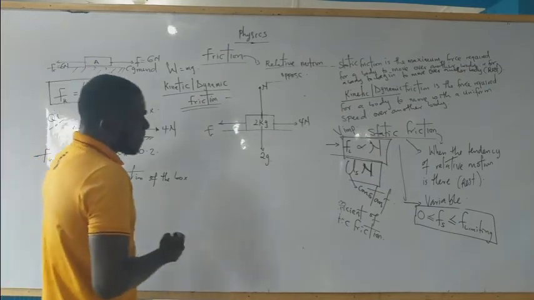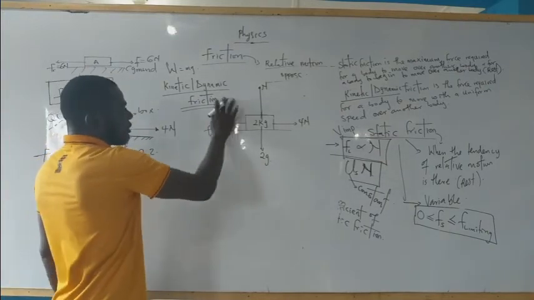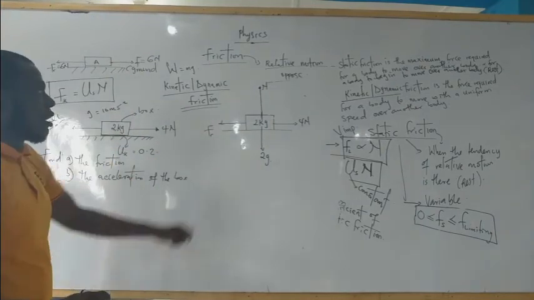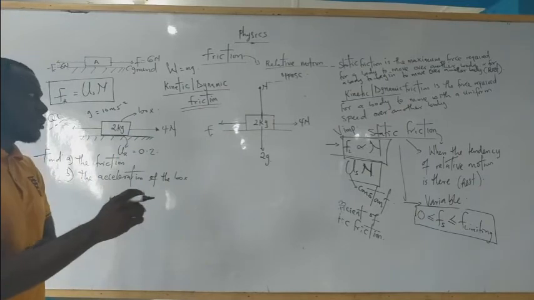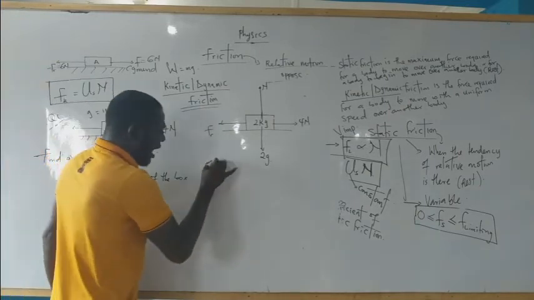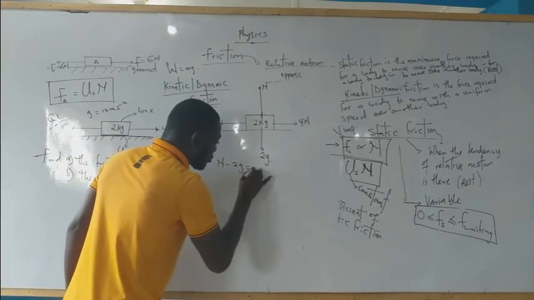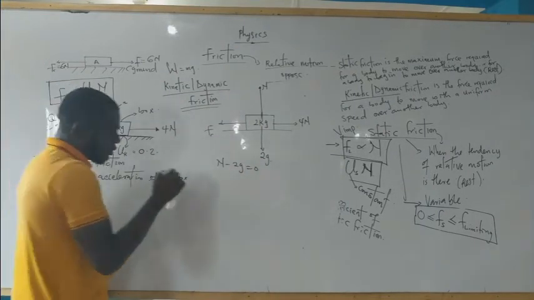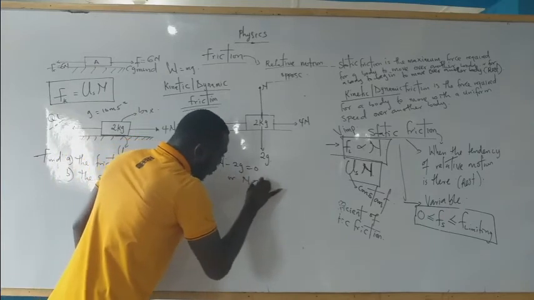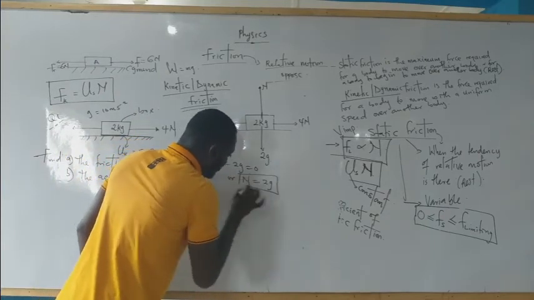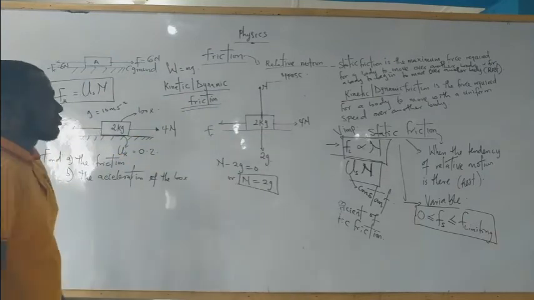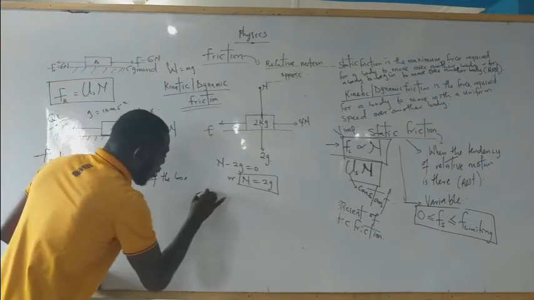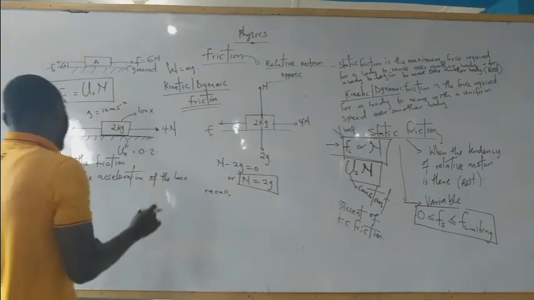So from there, we know that the upward force must be equal to the downward force. Yes or no? Or you can have N minus 2G equals 0. N minus 2G, or N equals 2G. Take note. N equals 2G.